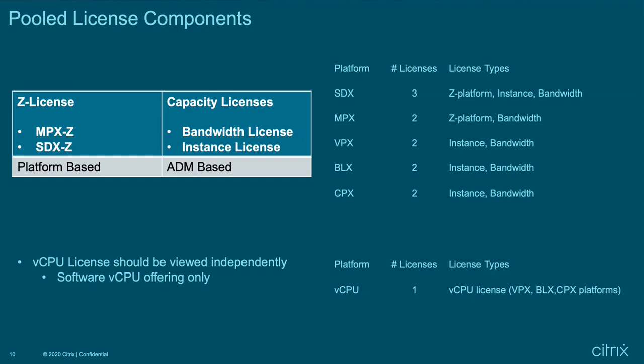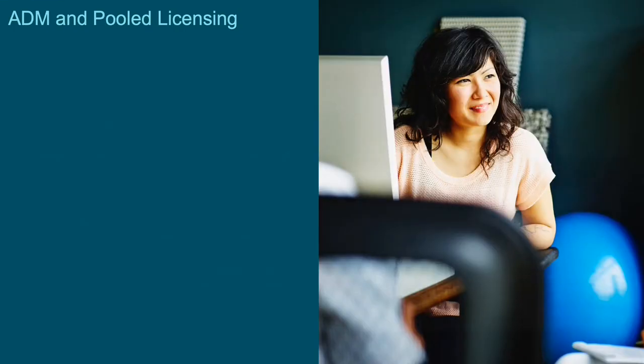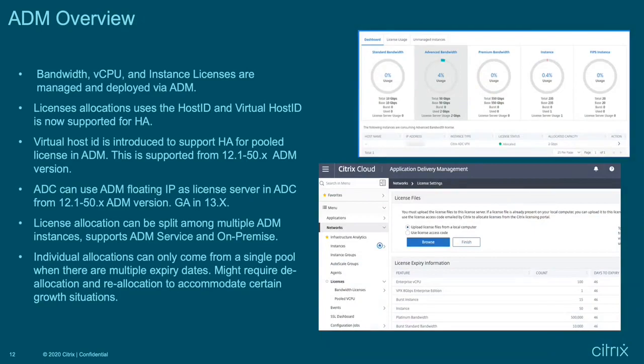Then you have the instance and the bandwidth, which are dynamic allocations, and they sit in ADM. So if you think about this, instance and bandwidth are allocated to ADM, and then the zero capacity are the platform licenses. And this will be a change from traditional style license. ADM and pool capacity. For those who haven't used ADM service before, ADM service provides you the capability of managing your licenses from a single centralized cloud point.